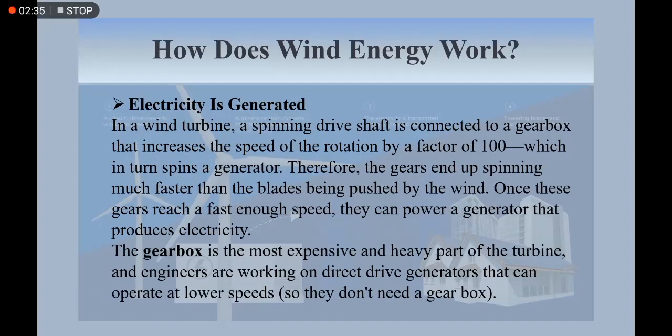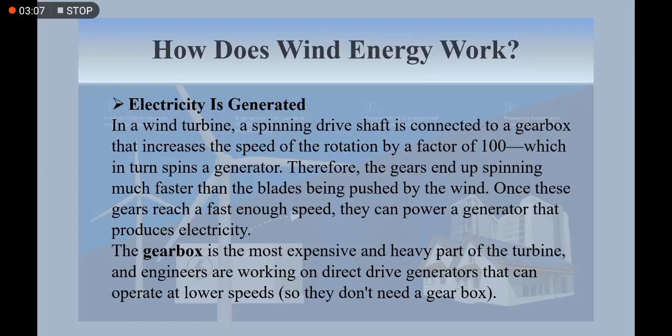The third step is in which electricity is generated. In a wind turbine, the spinning drive shaft is connected to a gearbox that increases the speed of rotation by a factor of 100, which in turn spins a generator. Therefore, the gears end up spinning much faster than the blades being pushed by the wind. Once these gears reach a fast enough speed, they can power a generator that produces electricity.